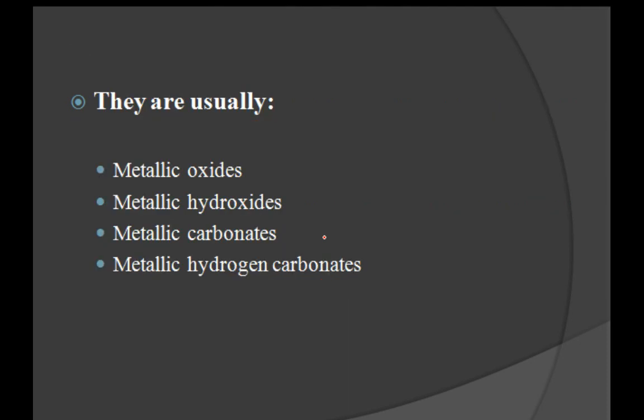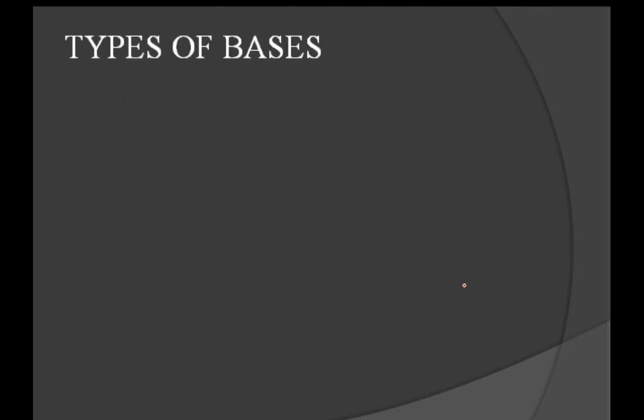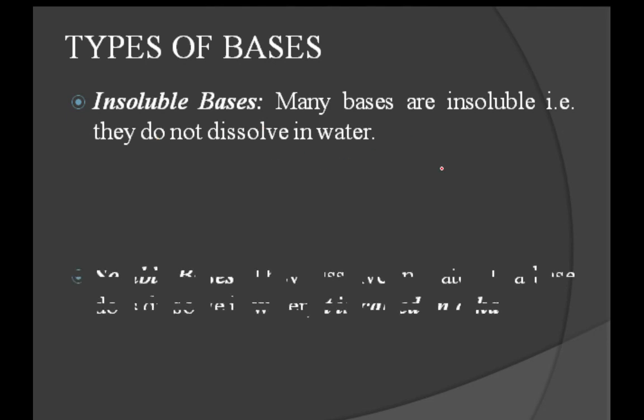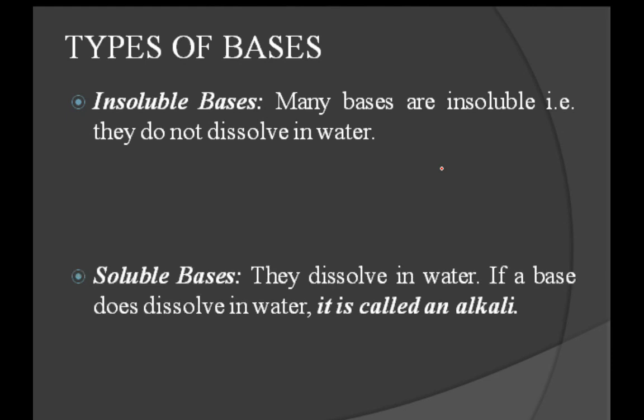Examples of bases are the metallic oxides, the metallic hydroxides, the metallic carbonates, the metallic hydrogen carbonates. They are all examples of bases. So we look at types of bases. We have insoluble bases, those bases that cannot dissolve in water. We have soluble bases, those that can dissolve in water.